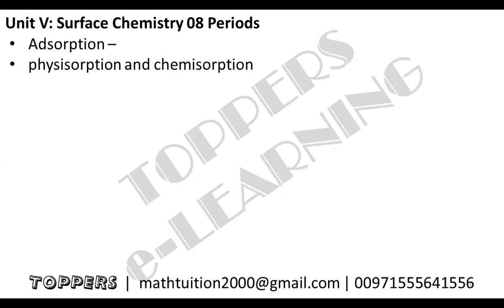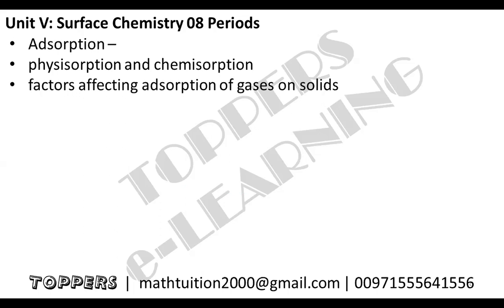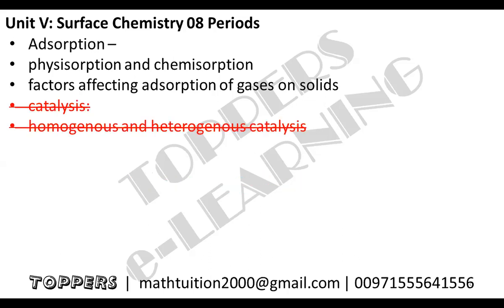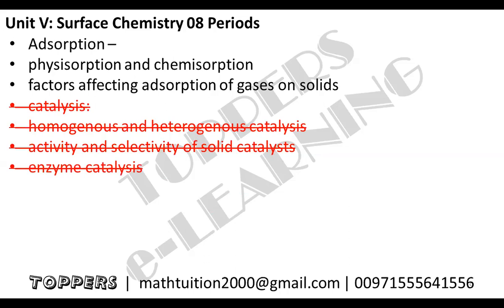Unit 5, Surface Chemistry. Adsorption is there: physisorption and chemisorption. Factors affecting adsorption of gases on solids are there, but catalysis is removed: homogeneous and heterogeneous catalysis, activity and selectivity of solid catalysts, enzyme catalysis. All these topics removed.